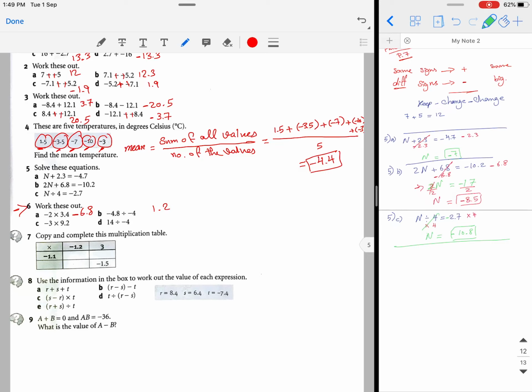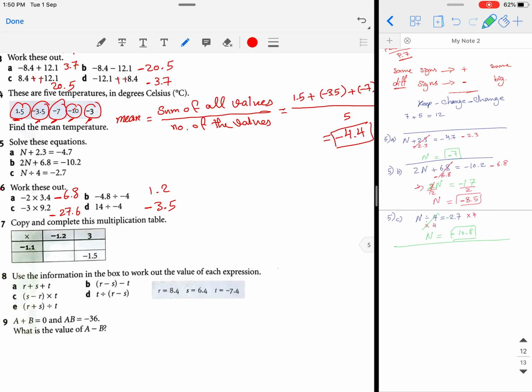Letter B. Negative and negative, that means the result is positive. Actually, no need to write positive. Just write the number without any sign, that means it's positive. So 4.8 divided by 4, it will equal 1.2, positive 1.2. Next one, 3 multiplied 9.2, it will be 27.6. What about the sign? Positive, negative, positive, that means at the end it will be negative because they are two different signs. 14 divided by 4, if you divide it, you will get 3.5. But what about the sign? Positive divided by negative, it's negative. Okay, let's check the next one.